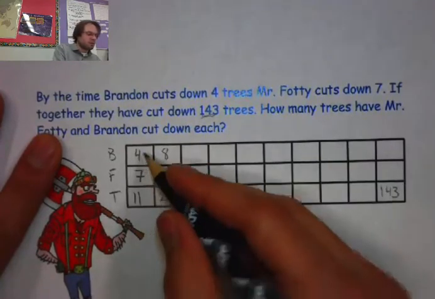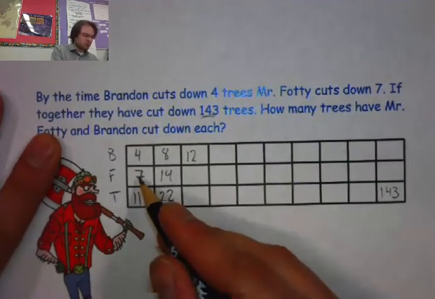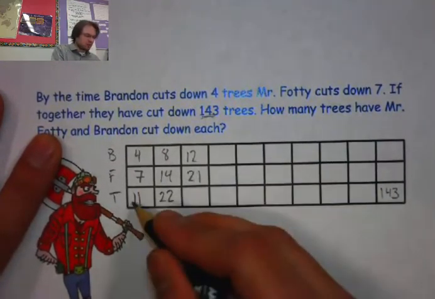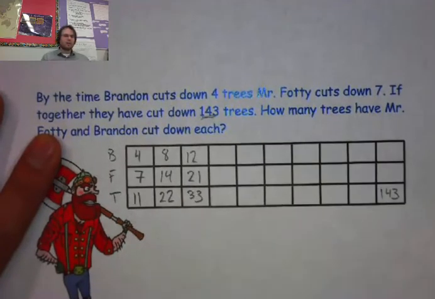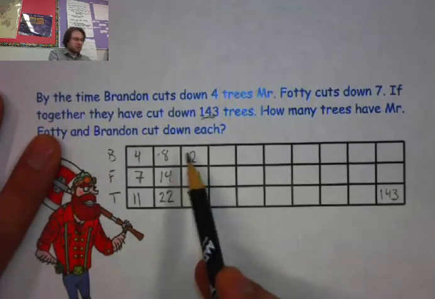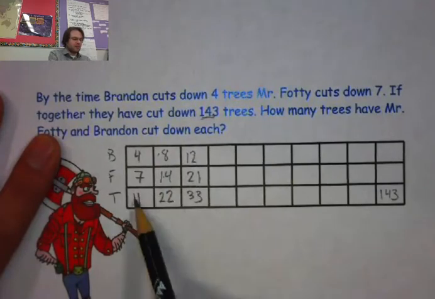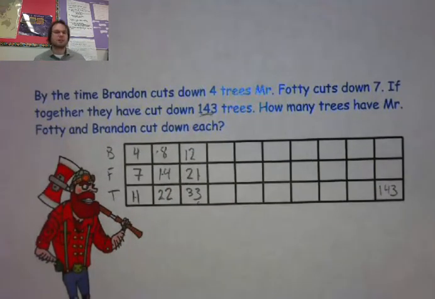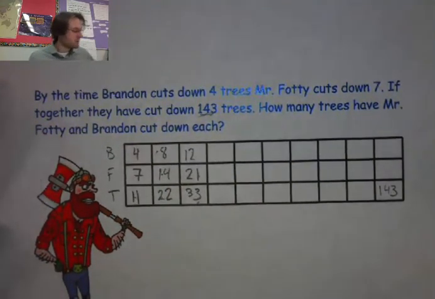Tripling this would give me 12. Tripling this would give me 21. Tripling this would be 33. And look at that. If I add these two together, it gives me that. Add these two together, it gives me that. Add these two together, it gives me that. Kind of interesting. Okay? So let's take a look at the next one.